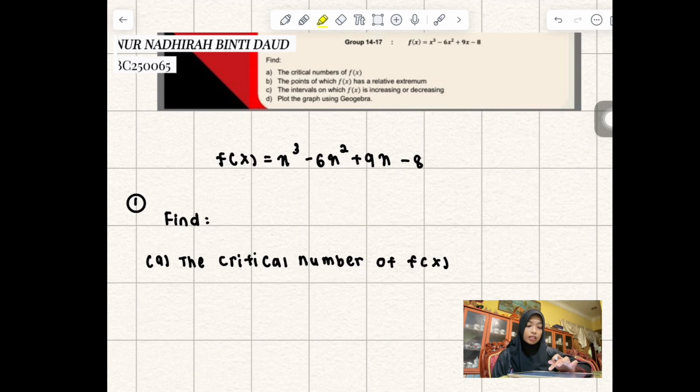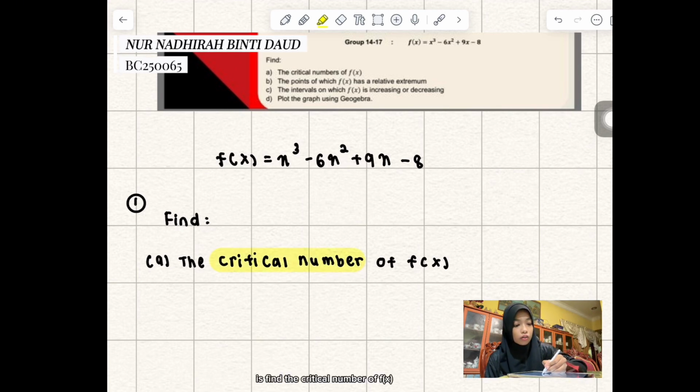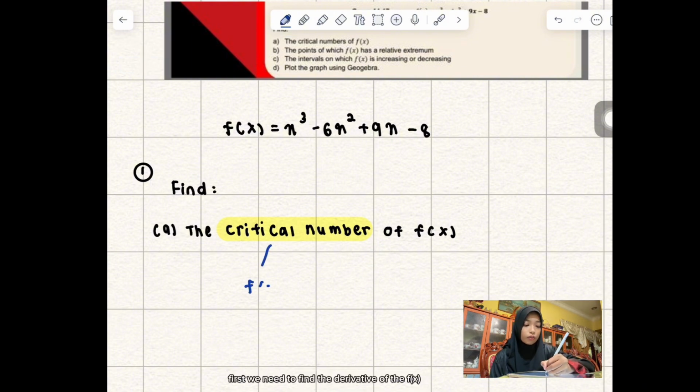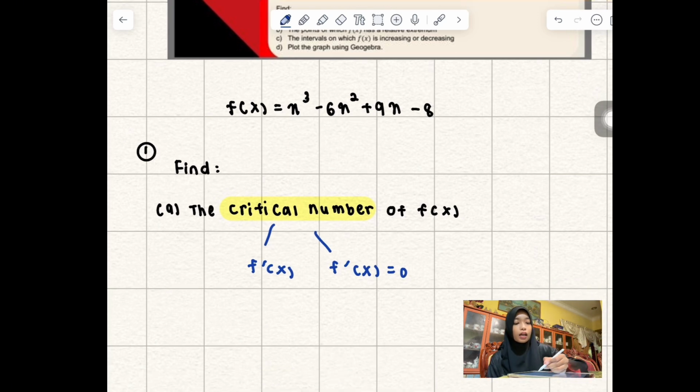Our first question is to find the critical number of f(x). To find the critical number, we have two steps. First, we need to find the derivative of f(x), and second, the derivative must equal 0. Our function is x cubed minus 6x squared plus 9x minus 8.